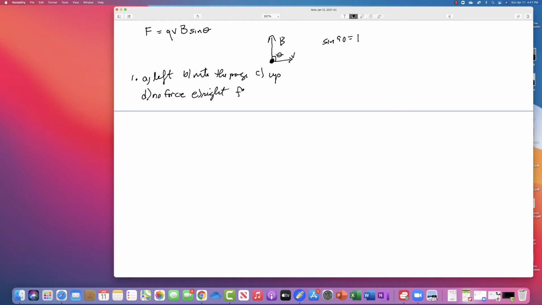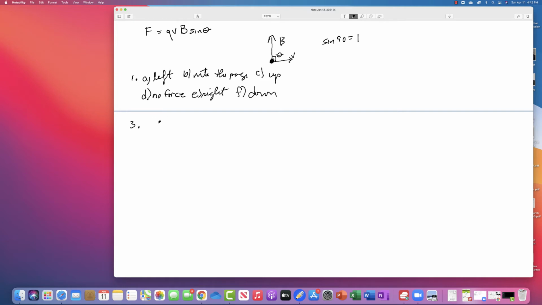And then the last one, the velocity is coming out of the page, the field is to the left, and so the direction of the force is down. If you have any trouble with these, we can do these in class next week.